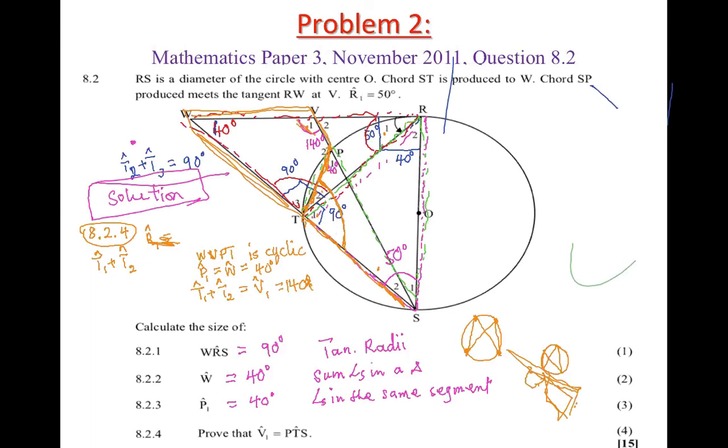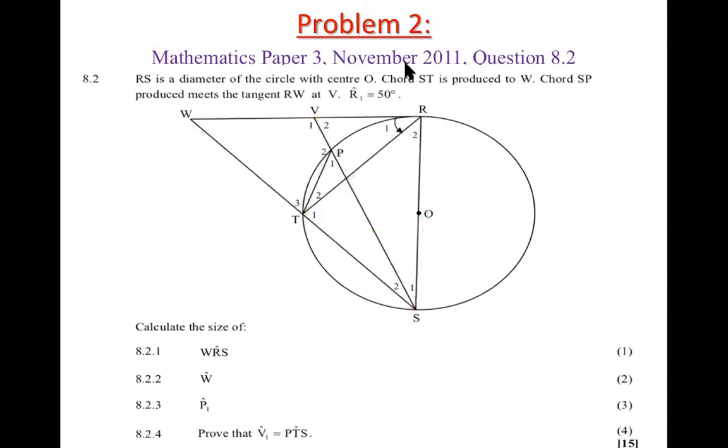Who else is on the line? Can I clear everything on the page? Or you are still writing something? Dennis, can I remove the writing because the writings are too many on the screen? Yes. Okay, good.